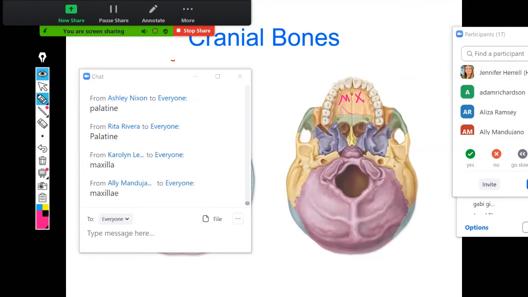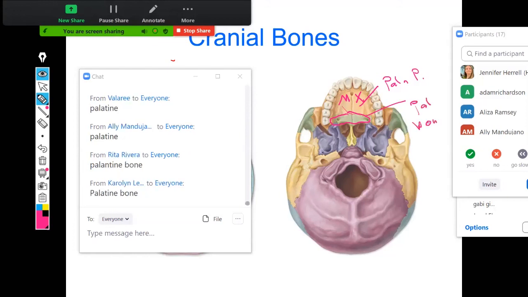Maxilla, good. And this is a process of that. What do we call that process? Good. Palatine process. What's the green bone just behind it? Roof of the mouth. Palatine bone. Good. Looking over here, you can see the maxilla still sticking out on the sides. Here's that cheekbone one more time, your smiley cheekbone. Zygomatic.